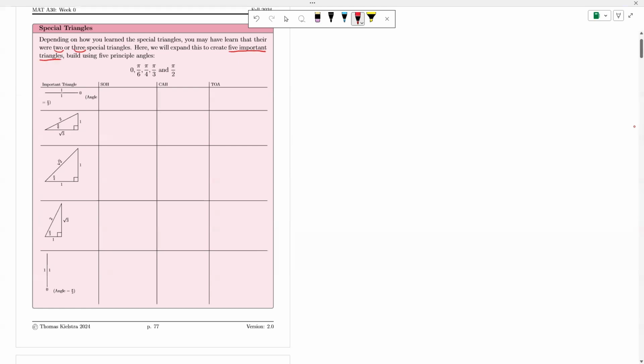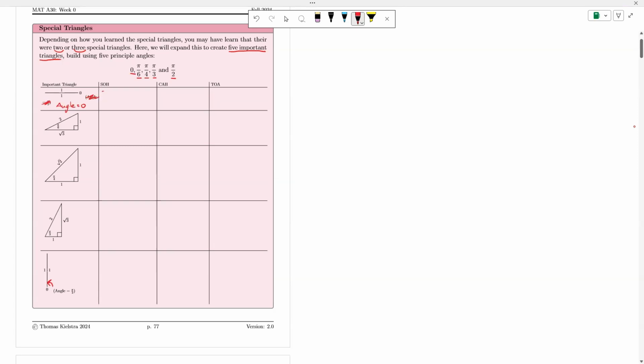These five important triangles are built using five principal angles: 0, pi by 6, pi by 4, pi by 3, and pi by 2. Here you'll see that 0 and pi by 2 are simply a horizontal line and a vertical line, and we're going to call them a quote-unquote triangle. Here our angle theta equals 0.